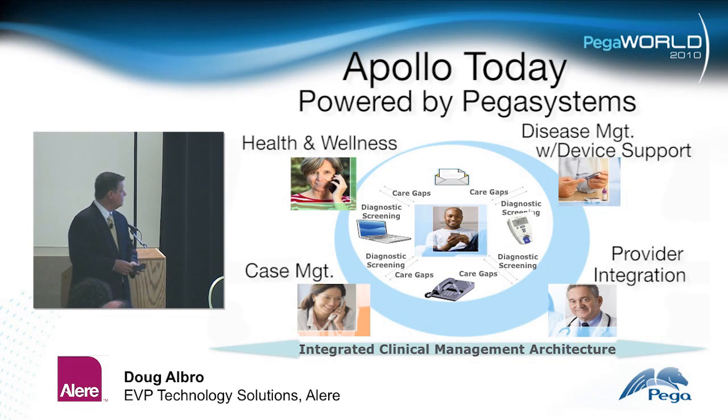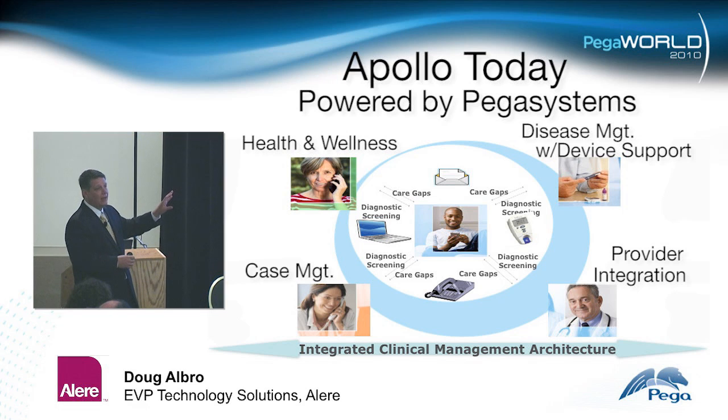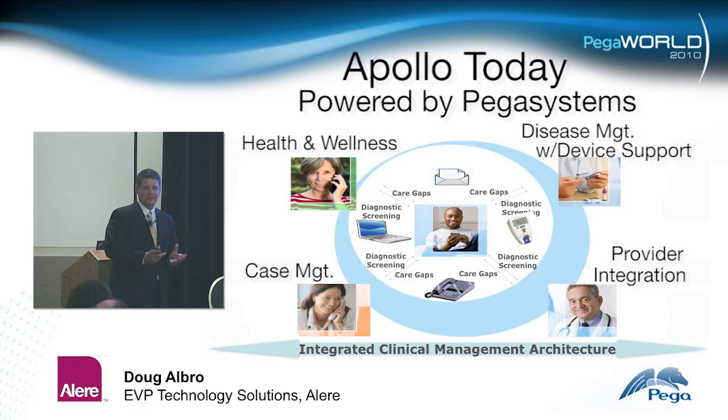So if you think of all the things that we do, from the health and wellness to the case management, to the disease management providers, all of these are different windows into the system, but it's one system. So at the heart of it is Pega. Actually, throughout the whole system, it's Pega. And it's about how do we provide the right view into this information depending on who you are.